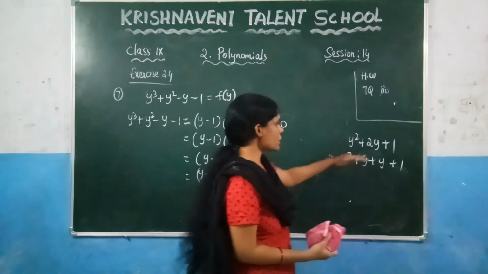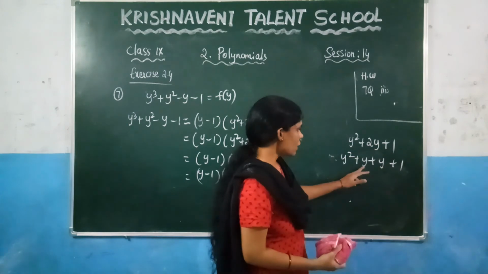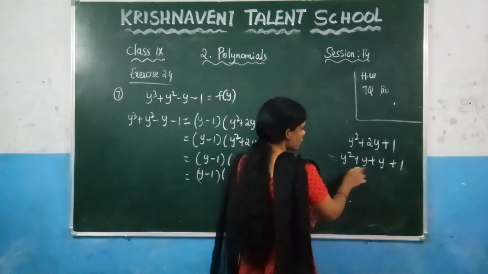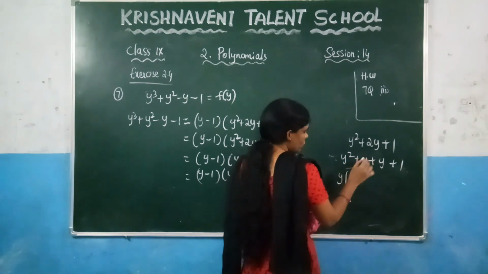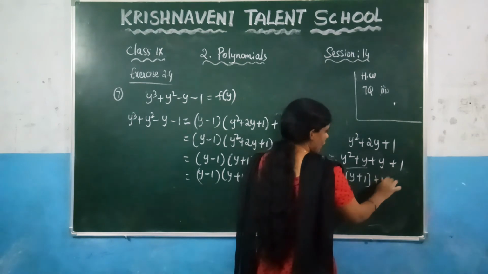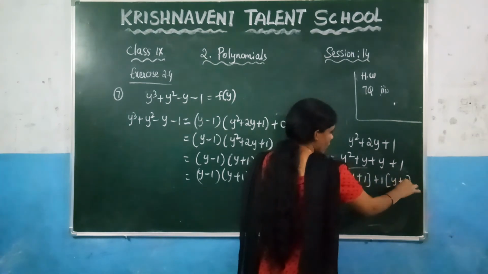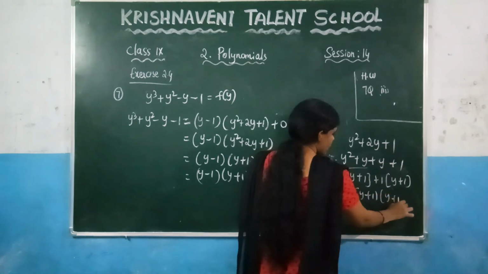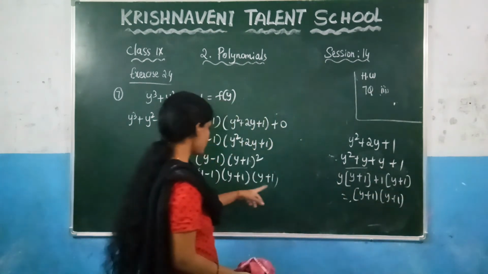So we have split this middle term, which is 2y, like this: plus y and plus y, which gives you 2y. So in this you can take y common. If you take y common, y will be left out and here plus 1 will be there, and here you can take plus 1 common, which is y plus 1. So here y plus 1 is there, and y plus 1 is there.